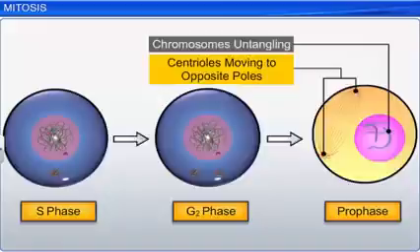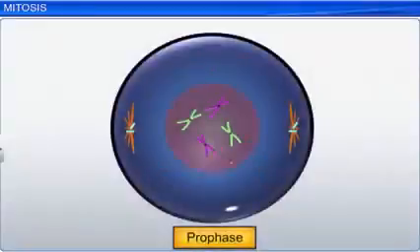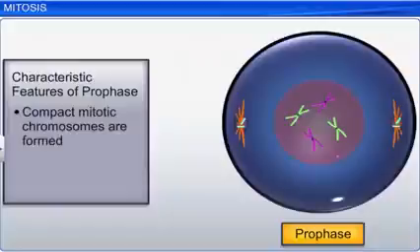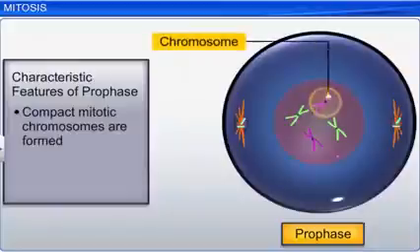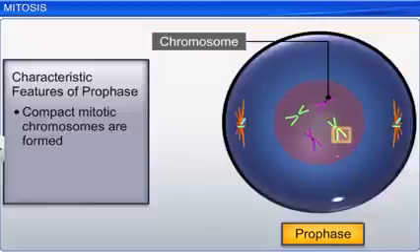Certain characteristic events mark the completion of prophase. Compact mitotic chromosomes are formed due to the condensation of chromosomal material, and each chromosome is made up of 2 chromatids attached together at the centromere.